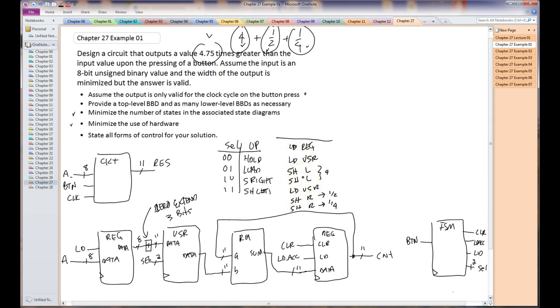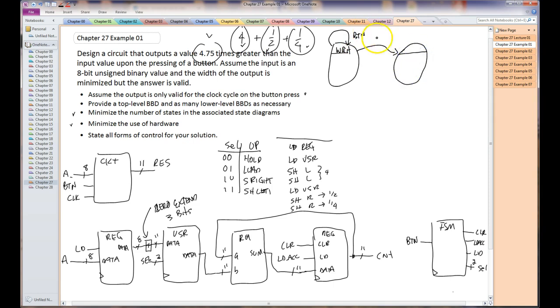I don't know how many states it has. I'm not going to worry about it. I'll know when I'm done with this problem, because I will have 4.75 sitting in the accumulator. This would be the wait state, and so what it's waiting for is a button press, and then eventually I'll get a button press, and I'll do something else.